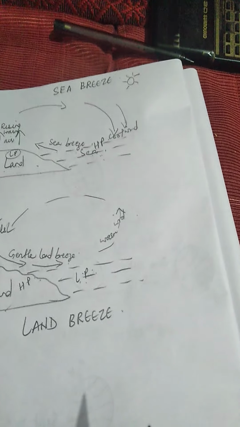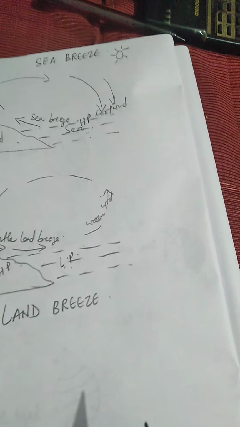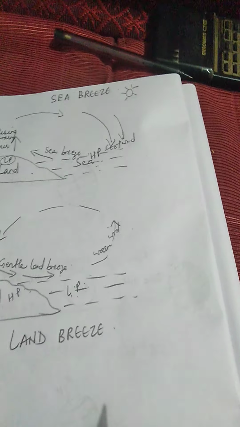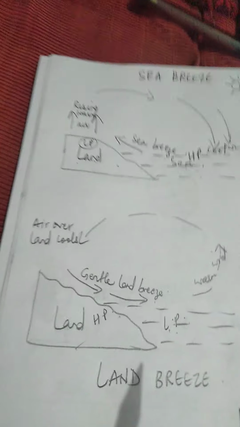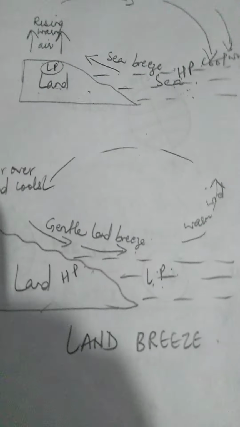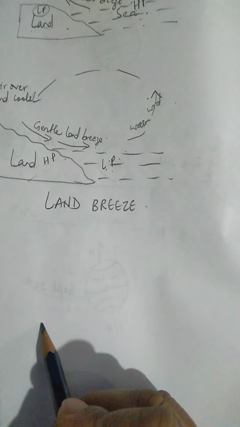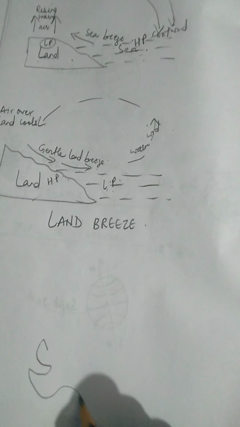And the land breeze and the sea breeze have a moderating effect, especially on coastal climatic conditions. That is, places located near the coastal areas will have a moderate type of climate. So this is one type of periodic wind. Now the second periodic wind is the monsoon wind. Take for example India.